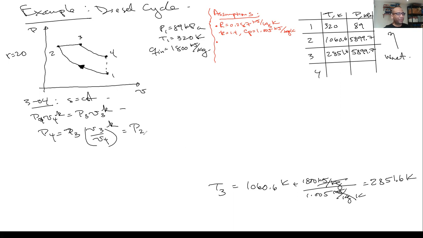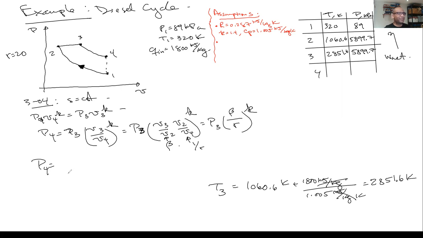This is equal to P3, and then I'm going to put V3 over V2 times V2 over V4. I can divide and multiply by the same thing on both sides. And V3 over V2, that's beta. So P3 times beta over R to the K. V4 over V2 is R, so this is 1 over R. V3 over V2 is beta. There we go. So now I can punch this in.